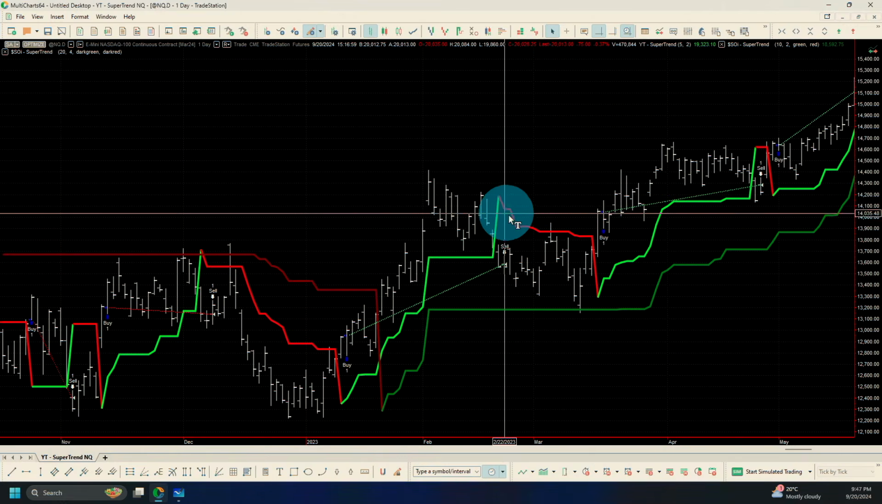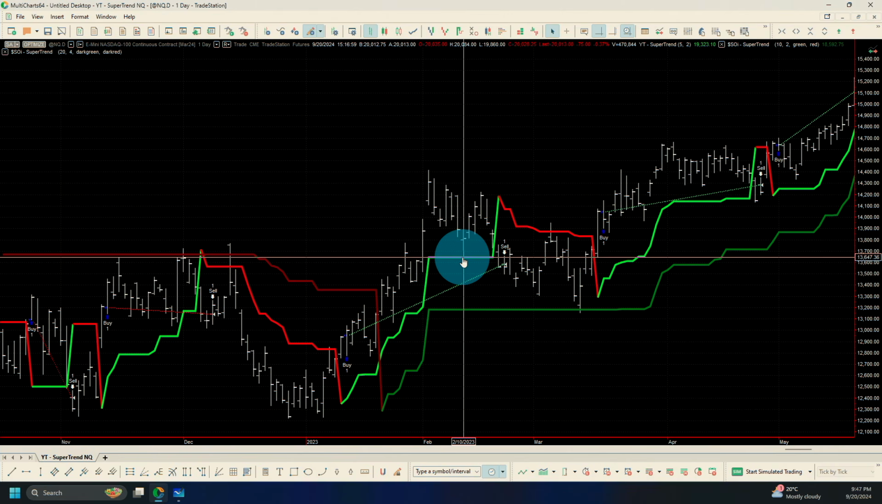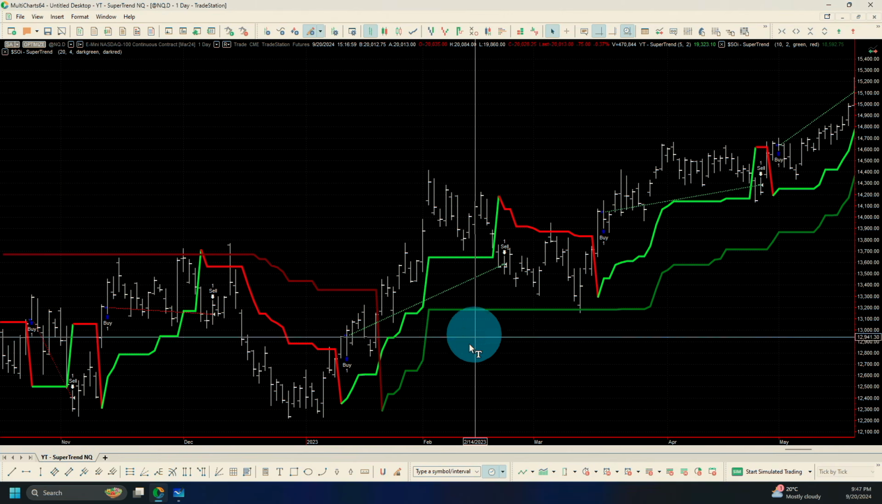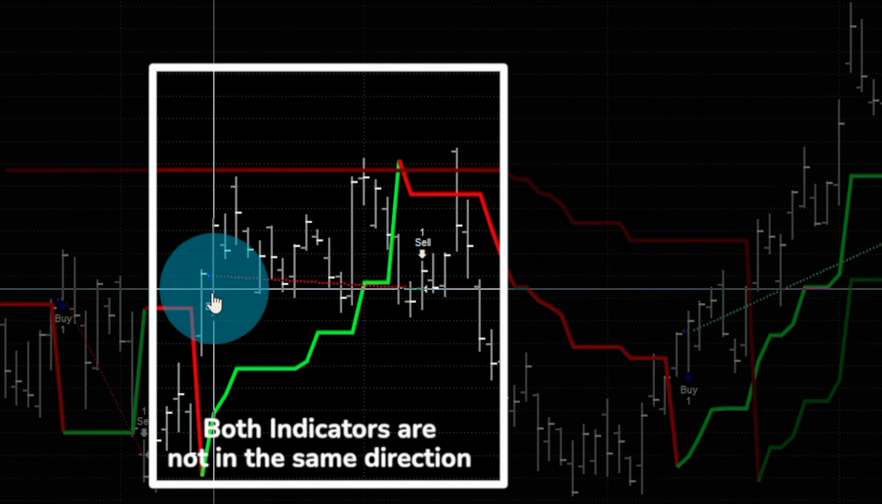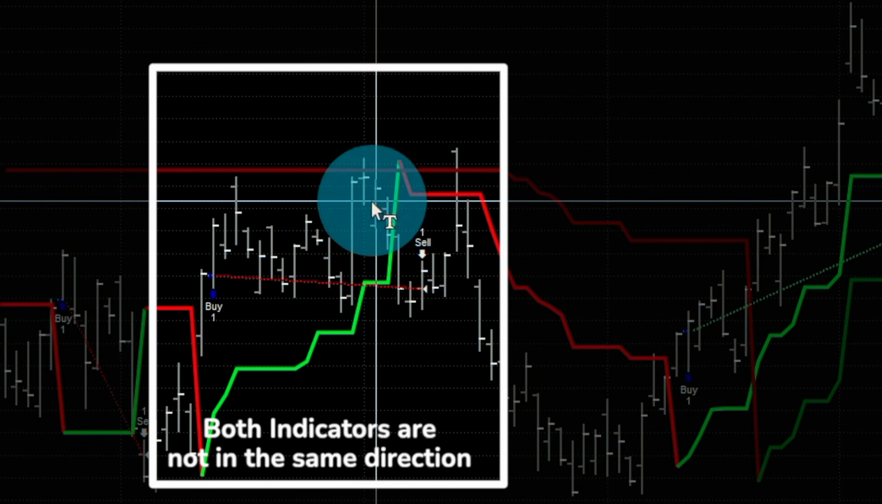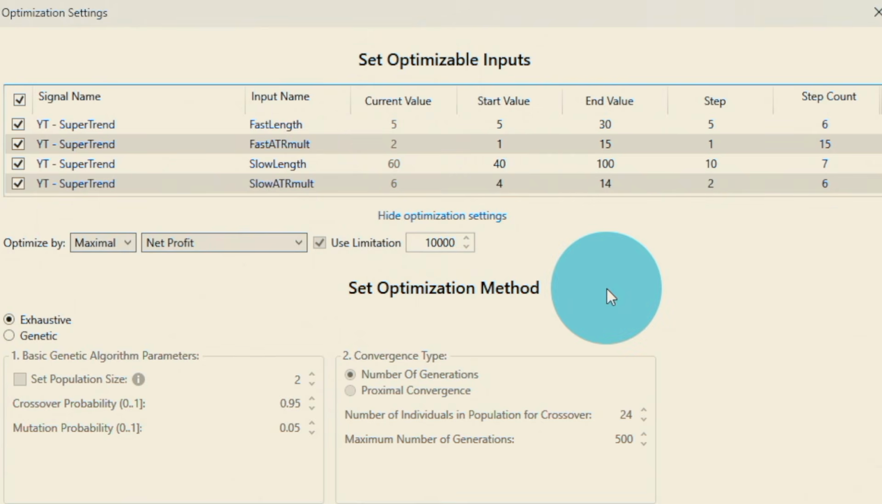So the bright green and red, this is our short length ATR and multiplier. And then the dark green and dark red is the longer version. And you can see in this case, this signal will not be taken because this one is in an uptrend, but the longer version is in a downtrend. So here is our strategy with the two SuperTrend indicators. One is fast and one is slow.